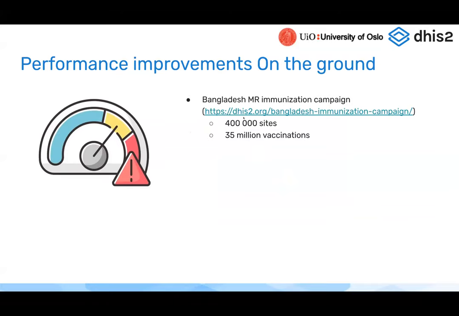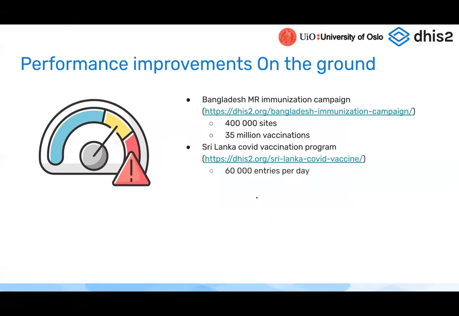And scaling this application, we found some bottlenecks that were removed, and we found optimizations that helped this succeed. Sri Lanka has a vaccination program where they are entering around 60,000 entries per day. This is a large number of users working to enter all this data, and they have 16 million people tracked in that database.